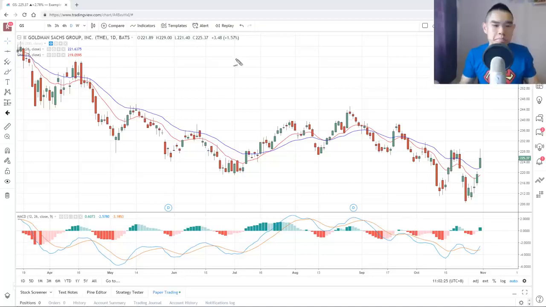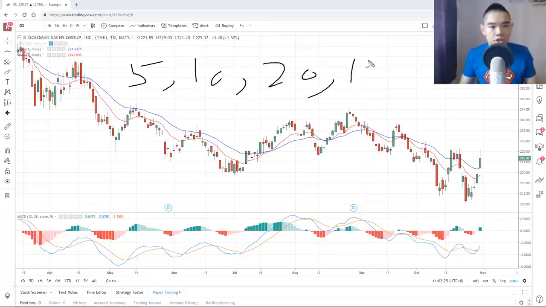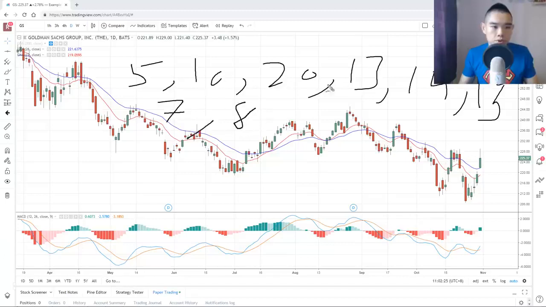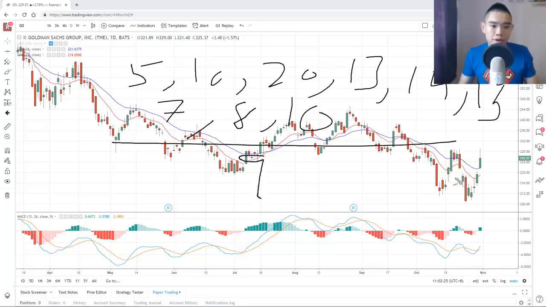So let's say, for example, the MACD line, which is this blue line, has historical values of 5, 10, 20, 13, 14, 15, 7, 8, and 10. Let's imagine that all these numbers are actually this MACD line over here, the blue line. What you'll do is you add all of this up and you divide by 9, and the answer, let's call it.